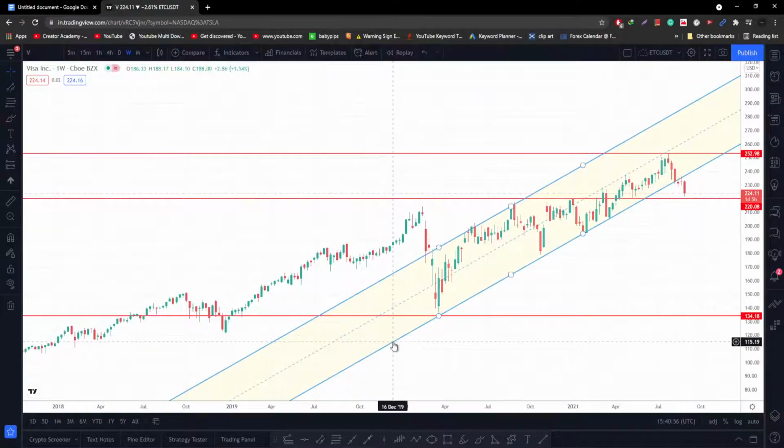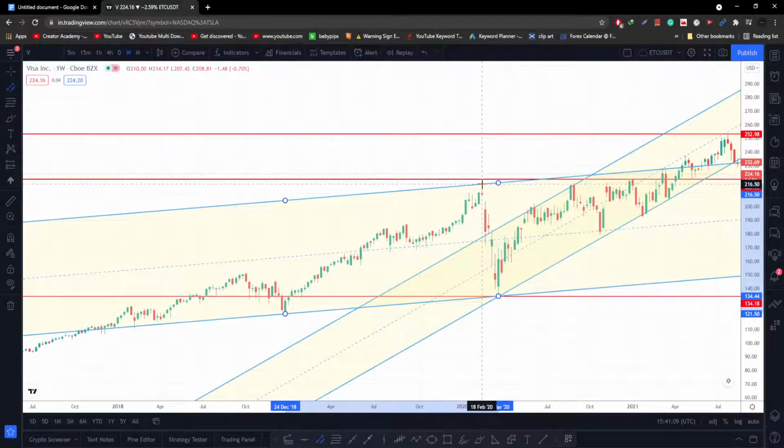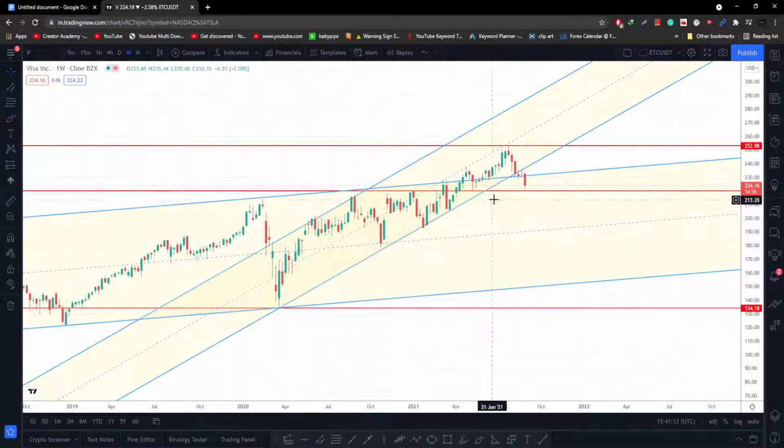What you can do is you can draw another channel. How to lock this one? Okay, I've locked this one. You can draw another channel joining these two highs. When you join these two highs here, you will see something like this and the price coming back to this one.